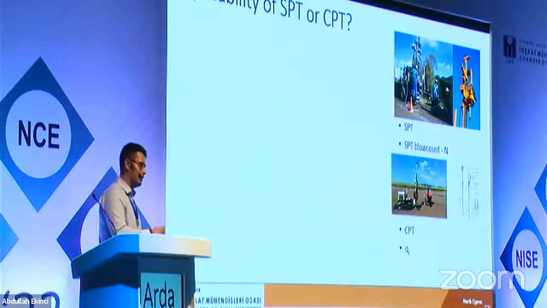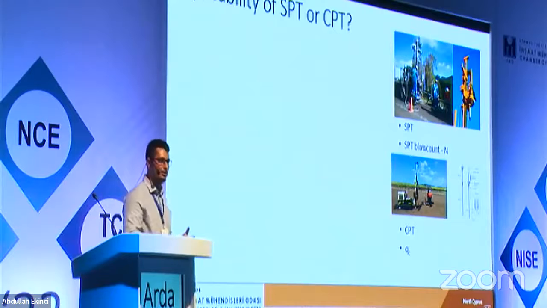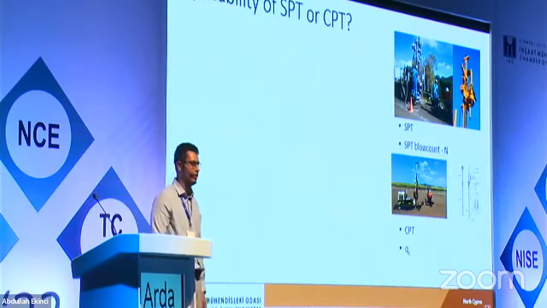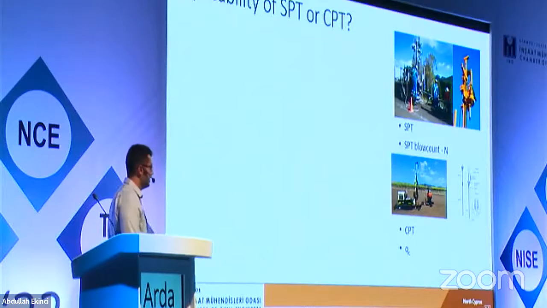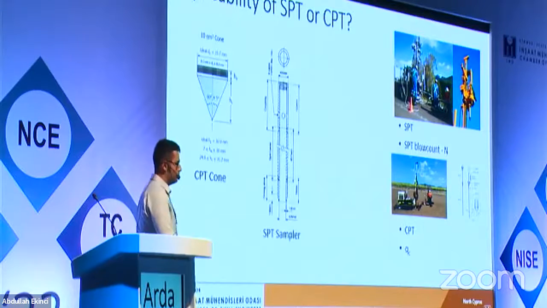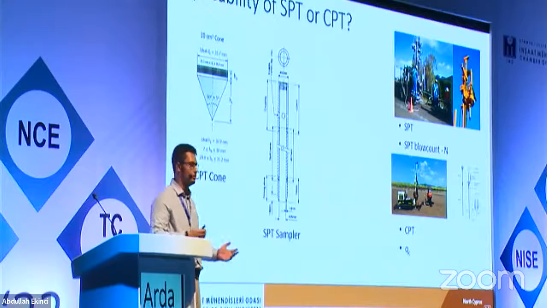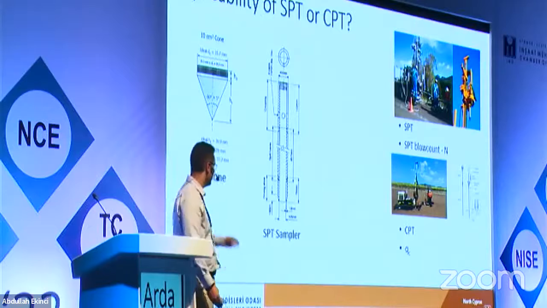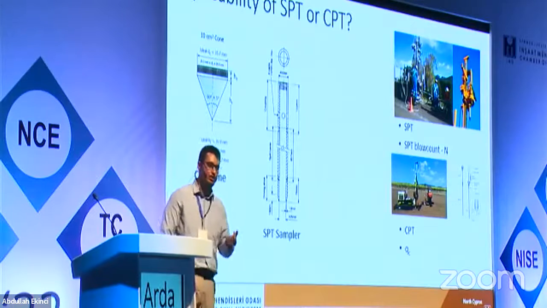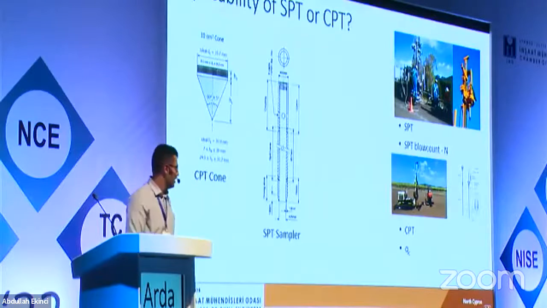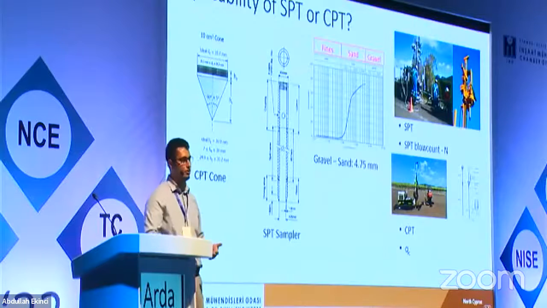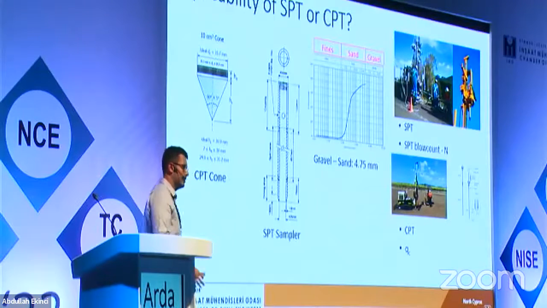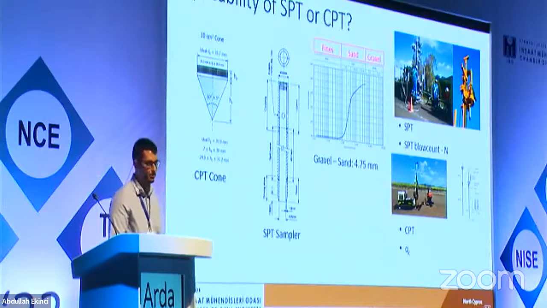So I would like to talk a little bit about the applicability of SPT and CPT. Why do we have to talk about this? As you know, we have some dimensions for the CPT cone and SPT sampler. The CPT cone has a 10 centimeter square area, and the SPT sampler has a thickness of 7.5 millimeters. And as you know, the boundary between gravel and sand is around 4.75 millimeters.